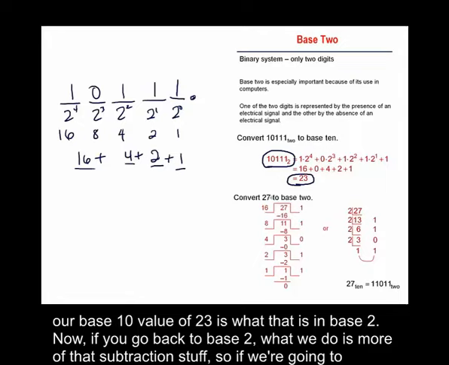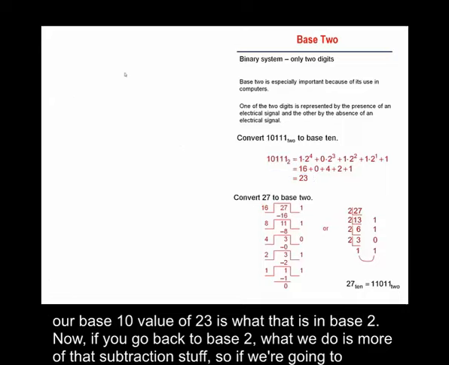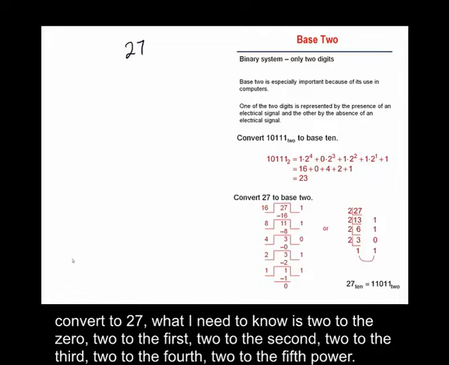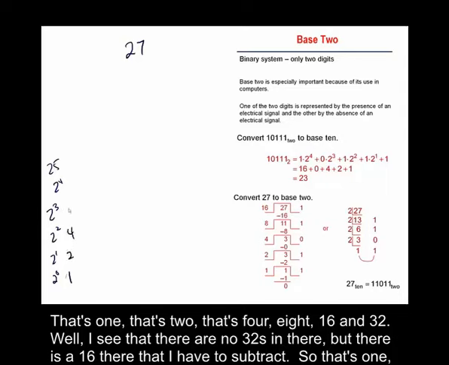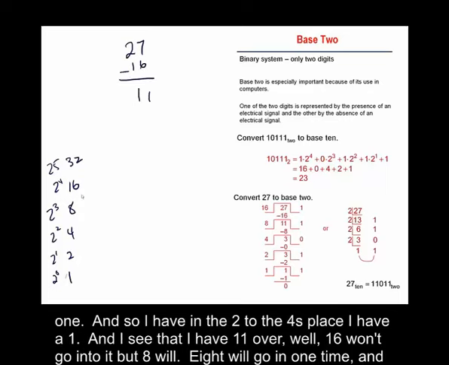Now to go back to base 2, what we do is more of that subtraction stuff. So if we're going to convert 27, what I need to know is 2 to the 0, 2 to the first, 2 to the second, 2 to the third, 2 to the fourth, 2 to the fifth power. That's 1, that's 2, that's 4, 8, 16, and 32. Well, I see that there are no 32s in there, but there is a 16 there that I have to subtract, so that's 1, 1.